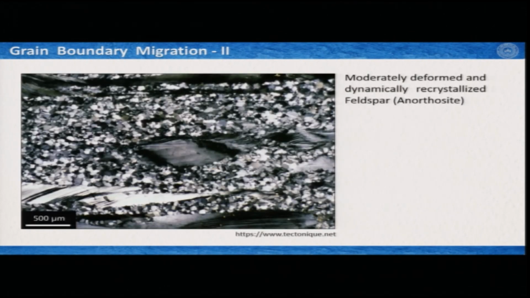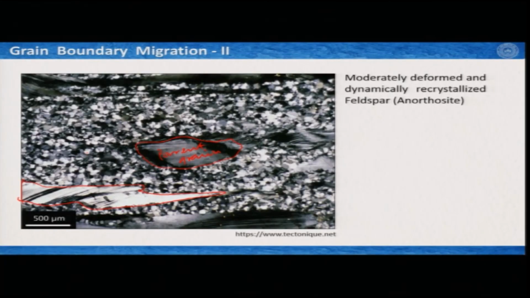So, here there is an example. You can see this is a feldspar grain, these are again the parent grain, this large grain. So, this entire rock is some sort of anorthosite, this is again a large grain, but the entire groundmass is characterized by a number of small dynamically recrystallized crystals, and if you look at their grain boundaries, they are highly serrated, mobile, and that must have happened at high temperature.